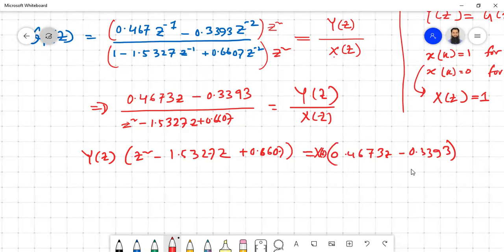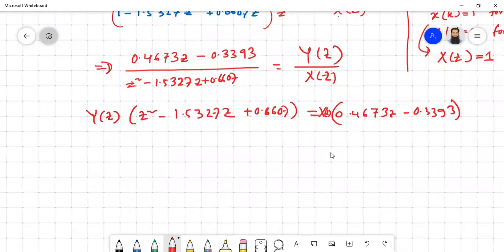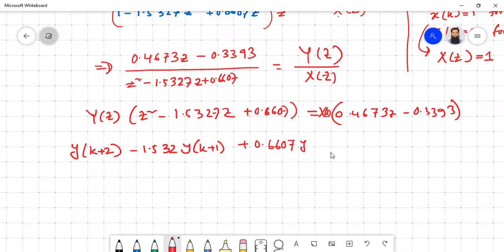Now, if you write it in the difference equation form, we can say that Y(z) into z square is actually a time advance. So we can say something like this: y(k+2), advanced by 2, minus 1.5327 y(k+1) plus 0.6607 y(k) equals 0.4673 x(k+1) minus 0.3393 x(k). So this is our difference equation.